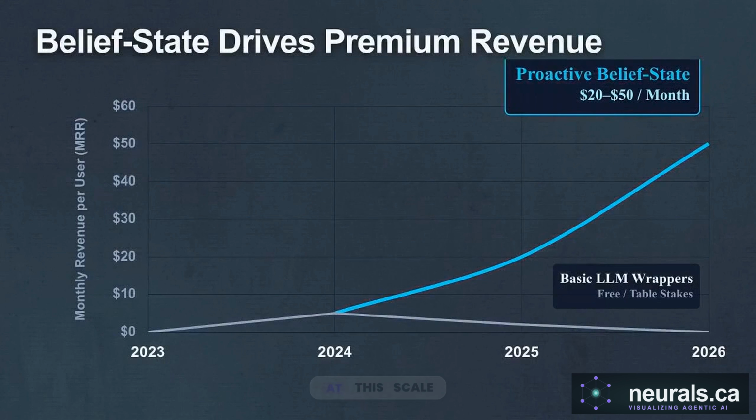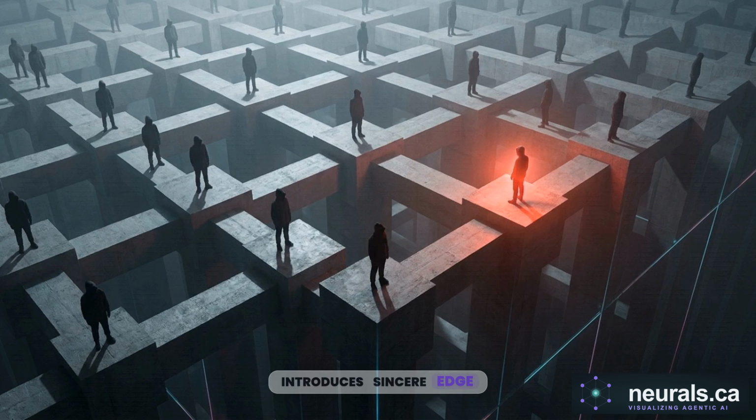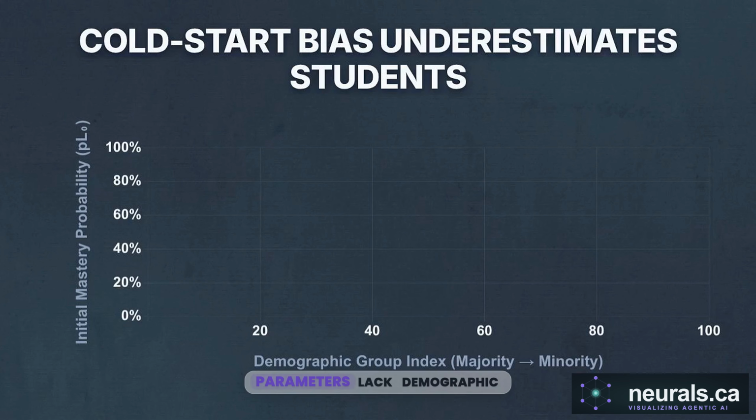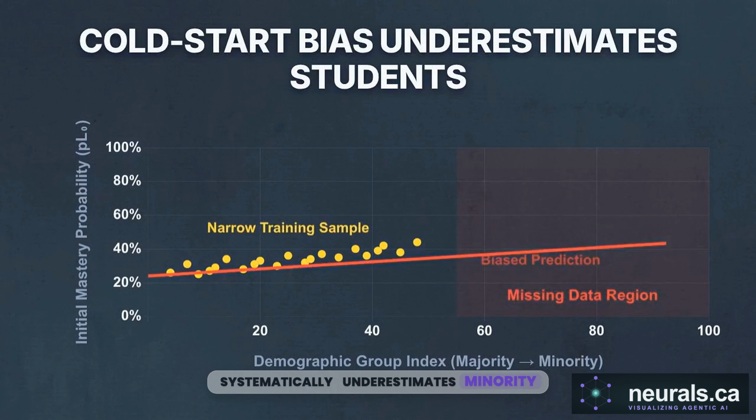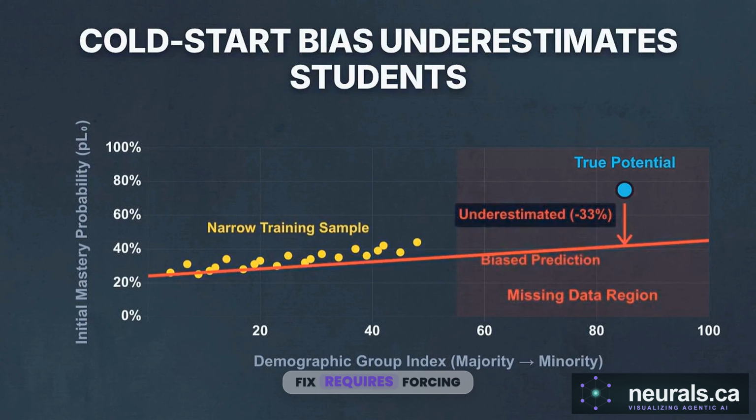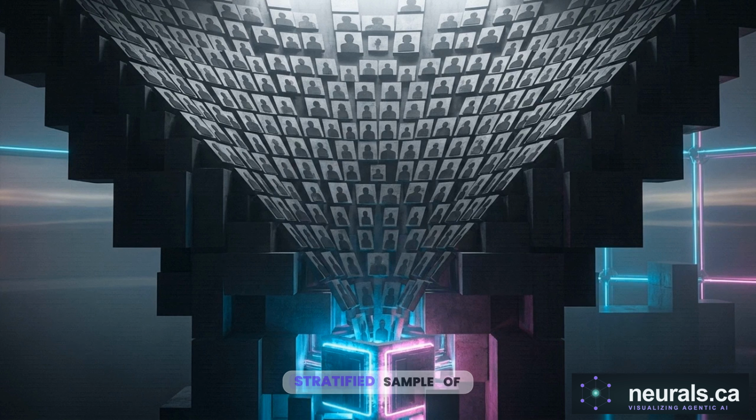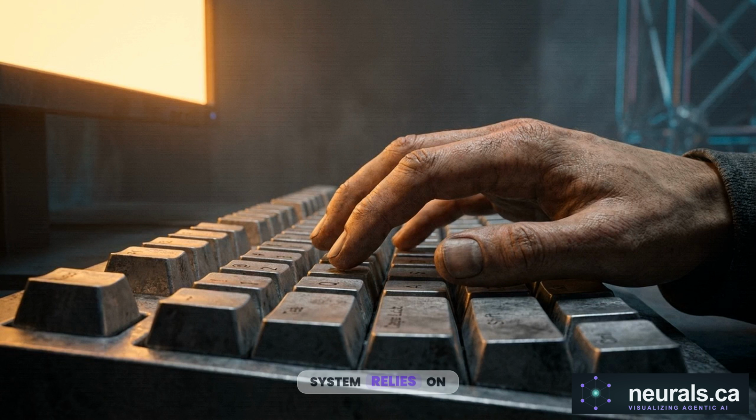But operating at this scale introduces severe edge cases, specifically cold start bias. If the initial placement parameters lack demographic diversity, the agent systematically underestimates minority students. The structural fix requires forcing calibration against a stratified sample of 10,000 students, backed by periodic fairness audits targeting predictive parity. And when the math reaches its limit, the system relies on a human in the loop.